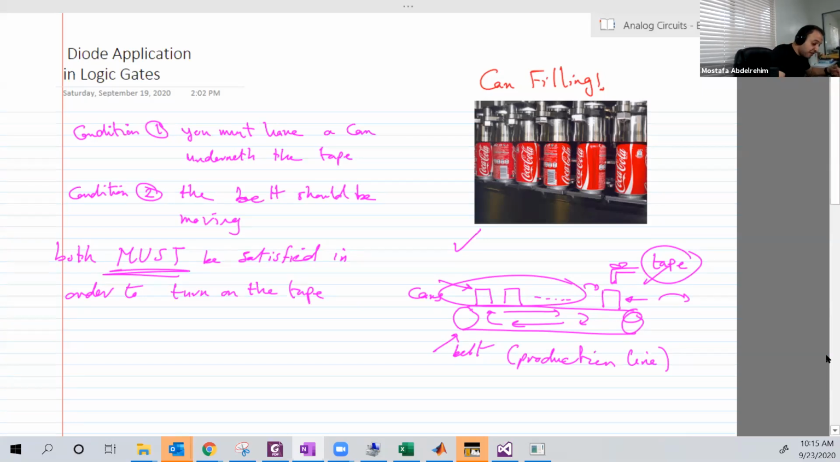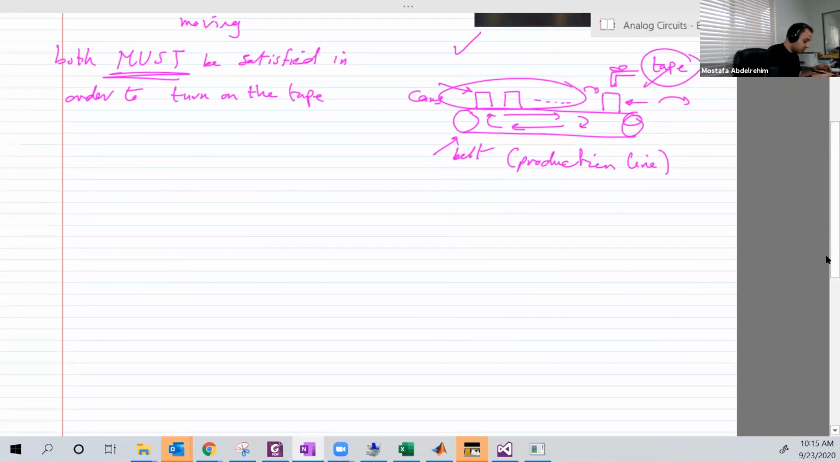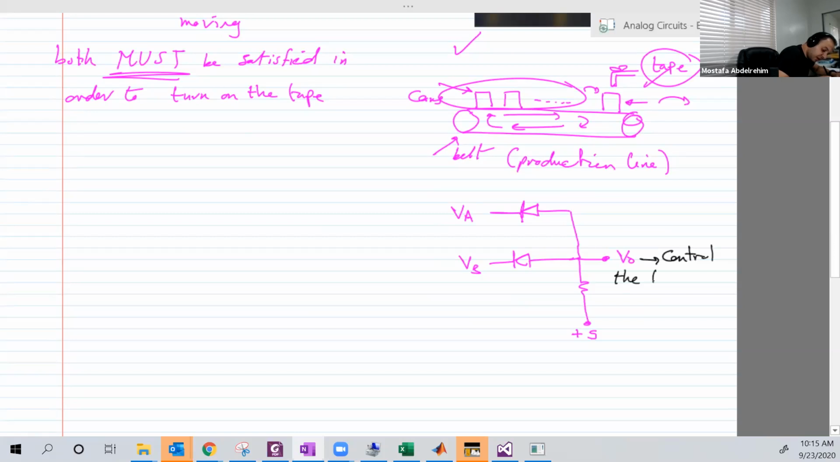Okay, so let's have a circuit, something like this circuit here that we just explored or solved last time, can do that for us. So this output here, let's do it with another color. This output can control the tap. If VO is low, the tap is off. If VO is high, the tap is on, or fill.